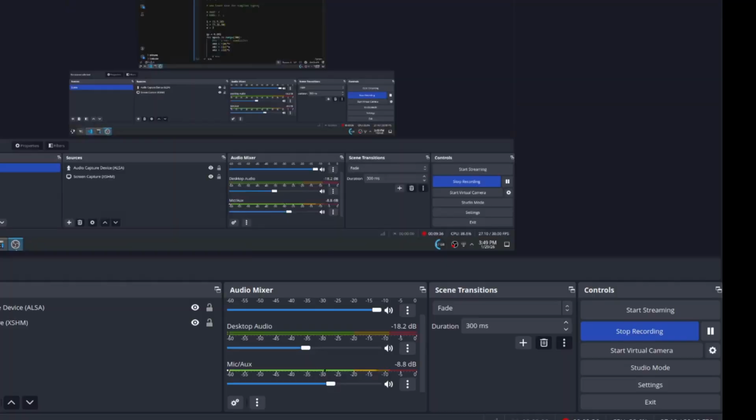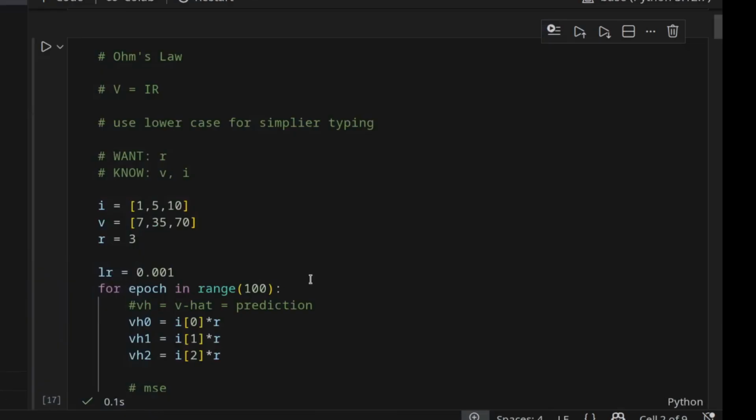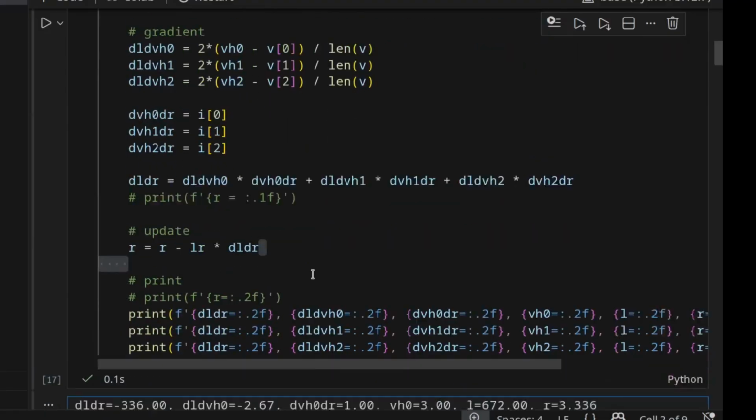Now, I'm going to check and make sure this is recording. Yay, okay. So that's a simple example of how this works.